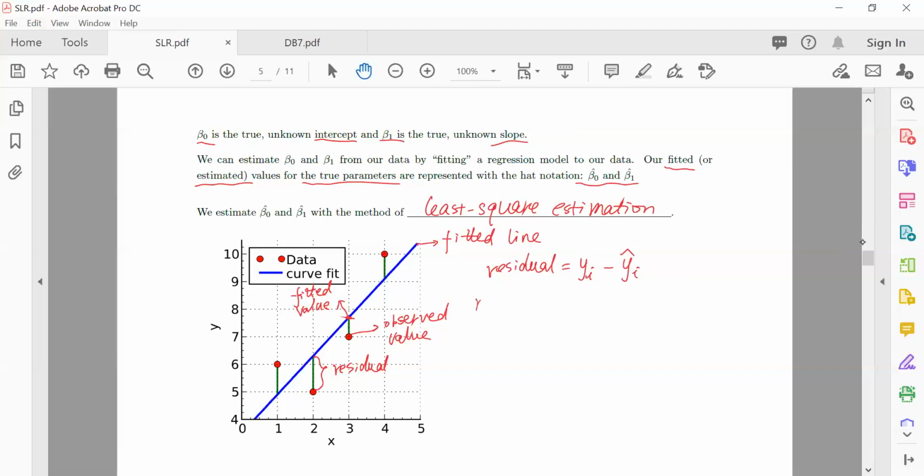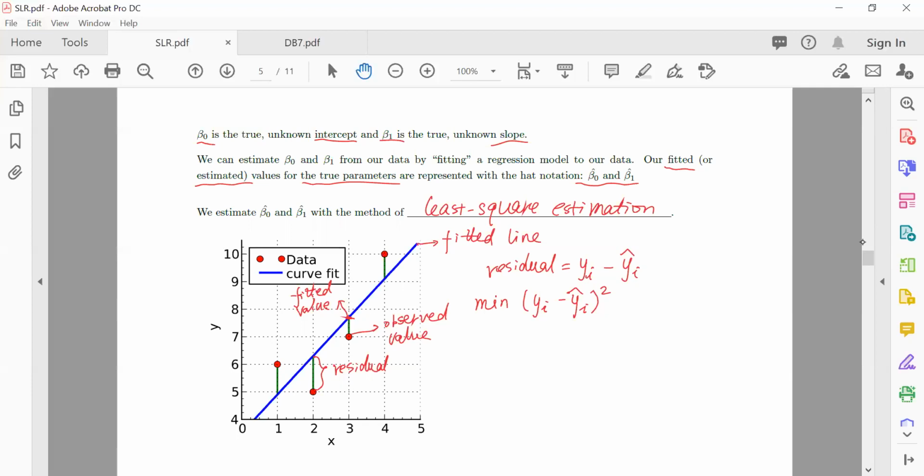We want to minimize the square of those residuals. And that's why it's called least squares estimation. We want to find a best fitted line where the sum of squares of the residuals is minimized. Then how could we find such a line that the squares of the residuals will be minimized?